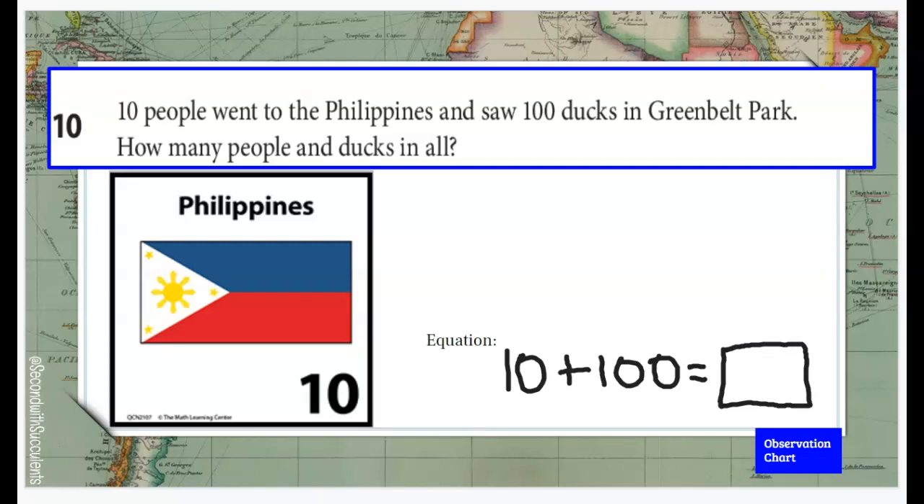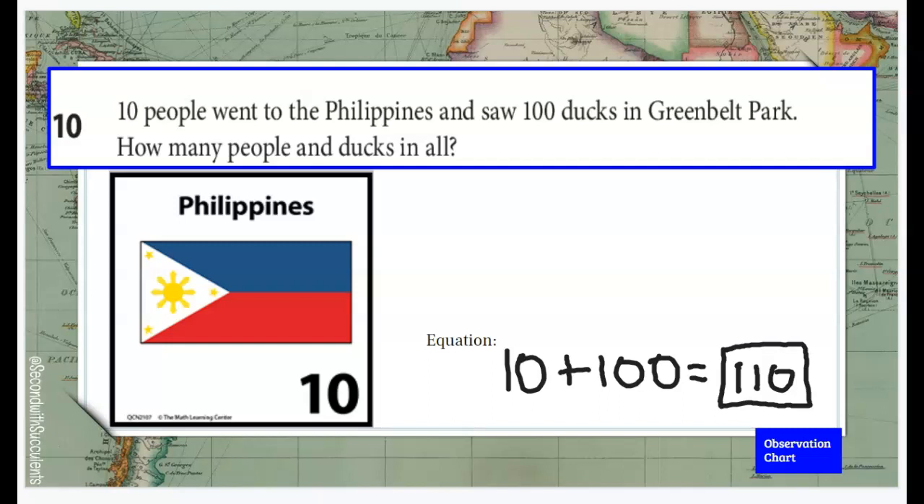Now let's solve this equation. What's 10 plus 100? Now you may have solved this one in your head to know that the answer is 110. We're adding our hundreds and our tens together to have 110.